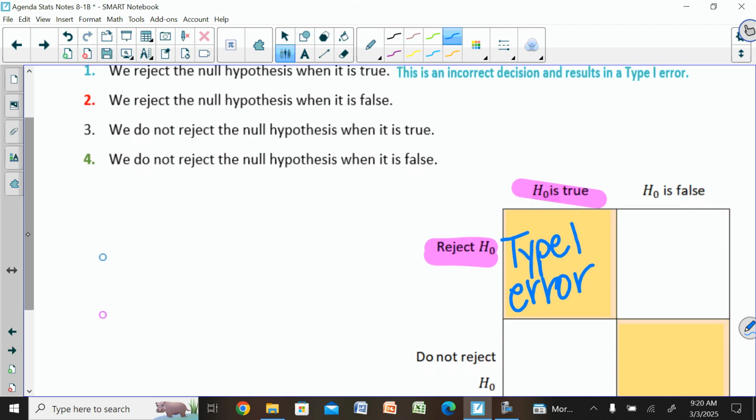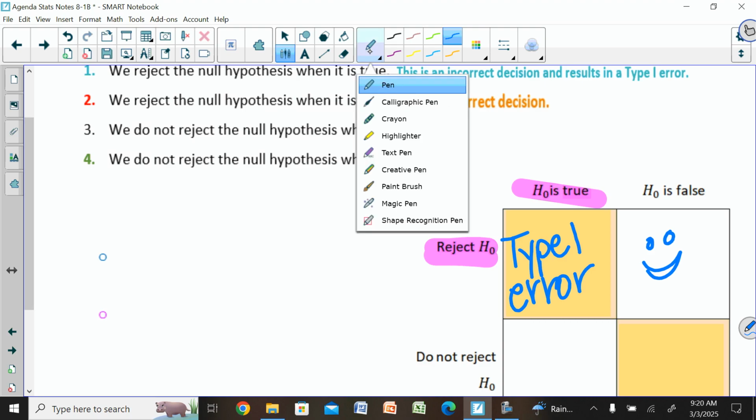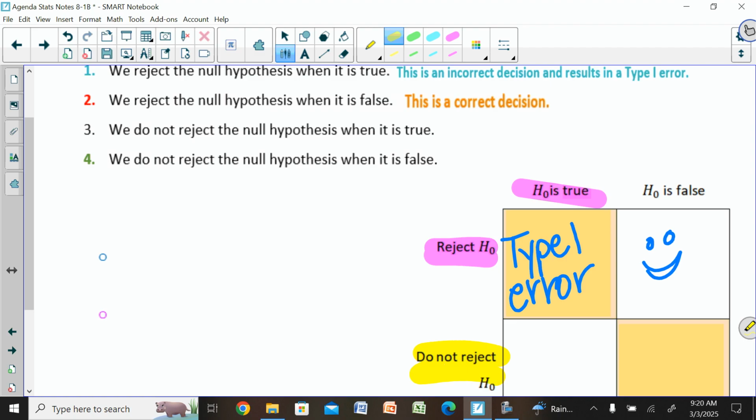Let's see, our second possibility is that we reject H sub O when it's false. So we reject H sub O, but it is false, so that's a good decision. So I'm going to just put a happy face here. This is a correct decision. What about we do not reject H sub O, and it's true? So that's good. So we didn't reject it because we thought it was true, and it really is true. So that's an excellent decision.